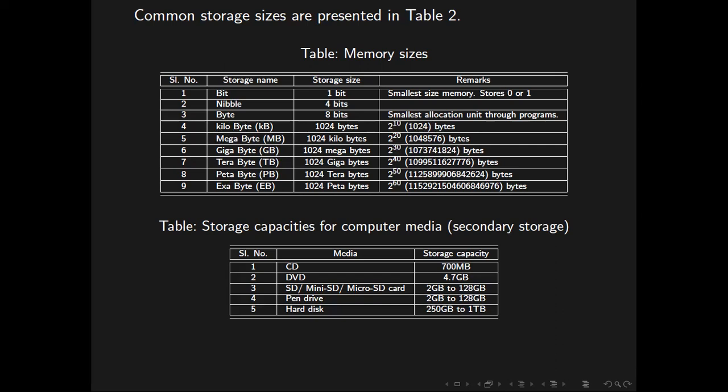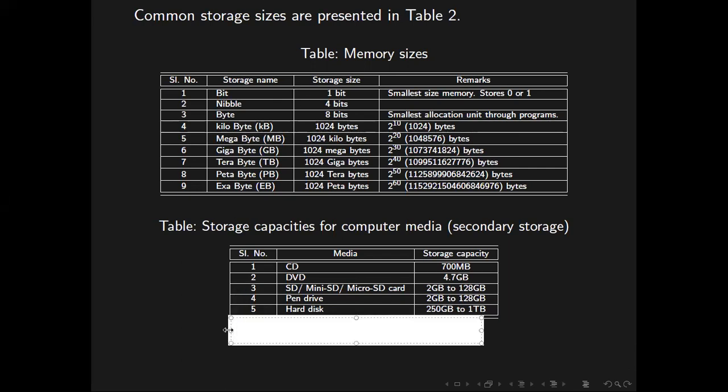Then hard disk. Hard disk can store up to 250 GB to 1 terabyte, 2 terabyte. All those capacities are possible in hard disk. Then there is one more device which is not listed here. It's called SSD, solid state disk. The sixth one is SSD.